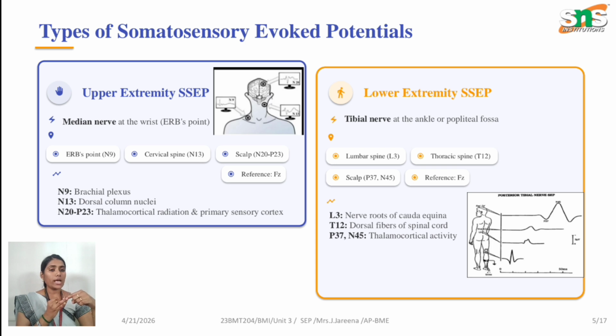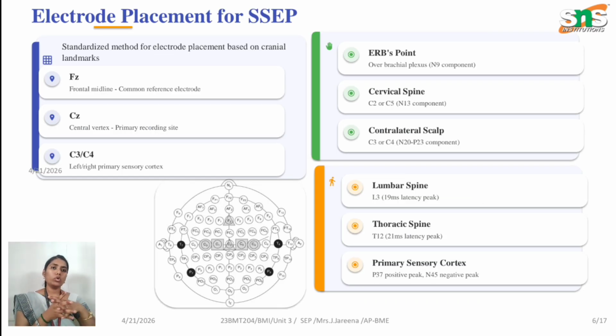Second one is the thoracic region, and third one is your thalamocortical activity, that is your brain part. So lumbar, thoracic, and the brain part. Here we are focusing on the collarbone, neck bone, and your brain part, that is for upper extremity and lower extremity. Now we will move on to the electrode placement.